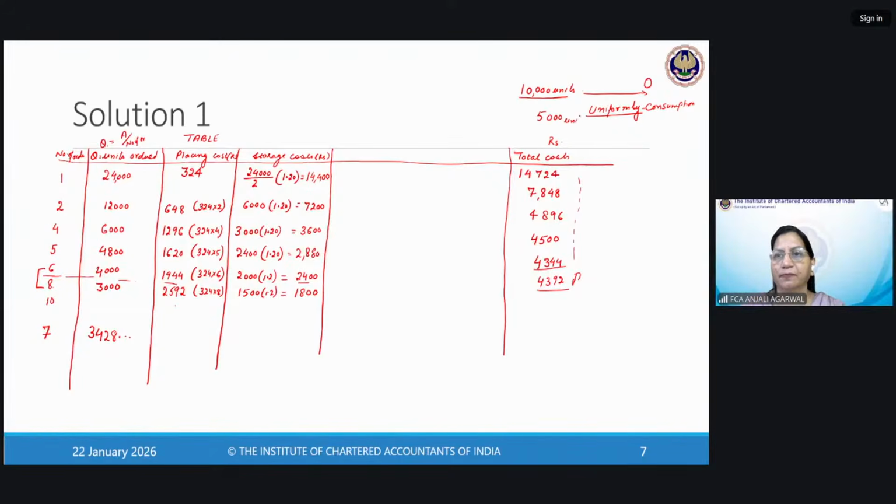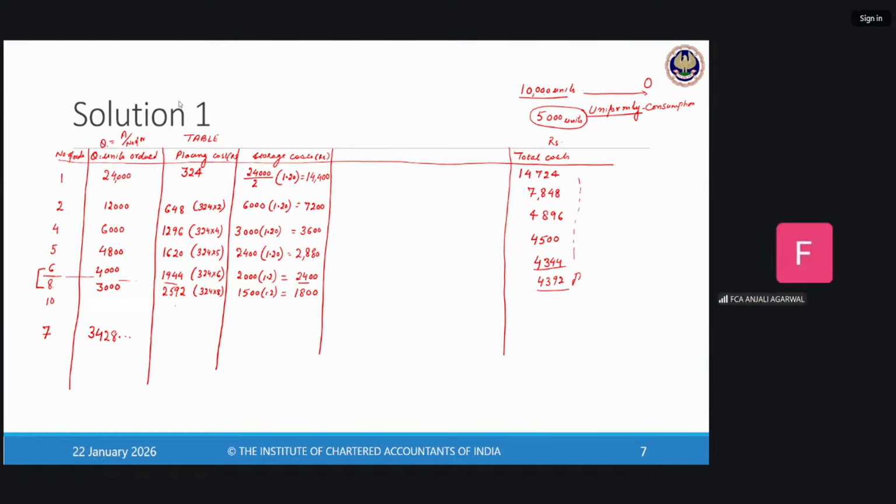So I hope this is clear. Why do we average storage cost, 10,000 plus 0 by 2? Firstly. Secondly, just have a look at it and I'll explain to you how we have calculated the storage cost. Give me a moment.